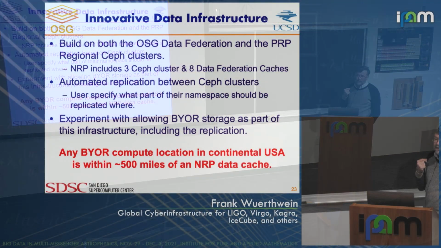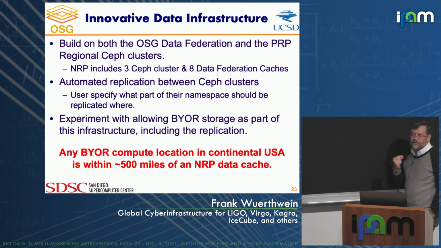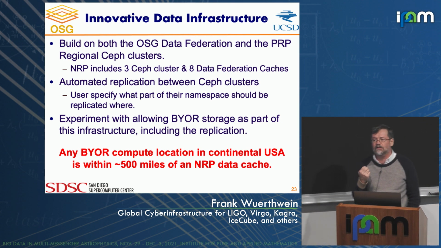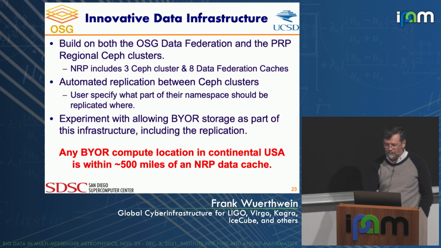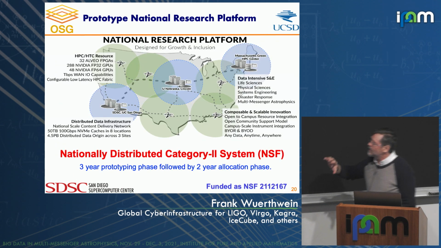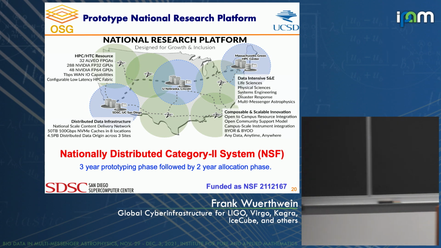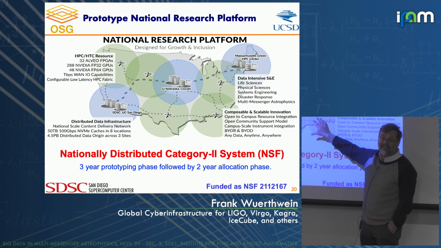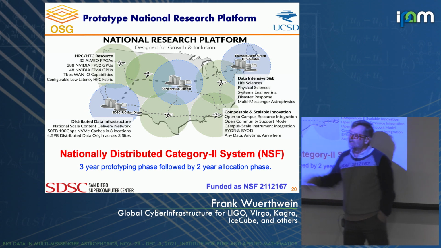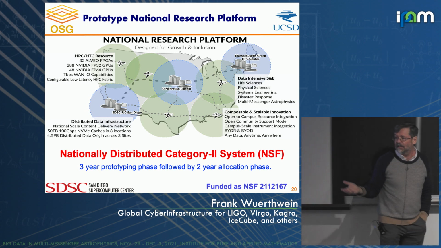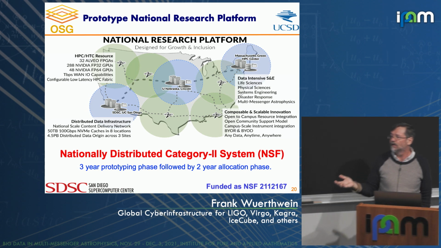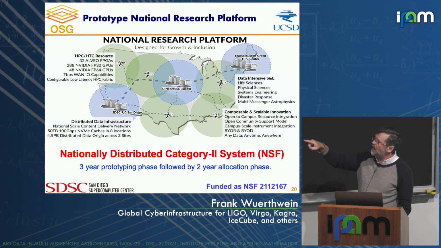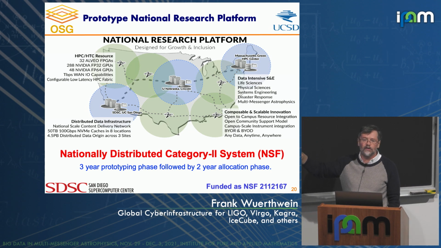I talked about the innovative data infrastructure. It's built on the OSG data federation that I talked to you about, and the concept of regional Ceph clusters. Within PRP, and I should have mentioned this, there are 8 circles total. 5 are green, 3 are blue. The green ones are just caches. The blue ones actually have origins in them, meaning they have petabyte scale storage systems at the center of the blue, and they have GPU infrastructure, compute infrastructure, and so forth.